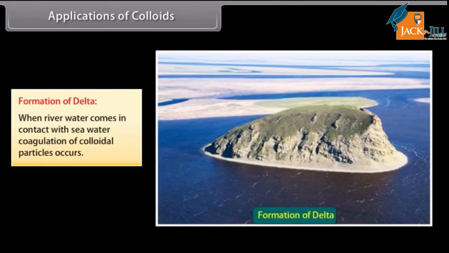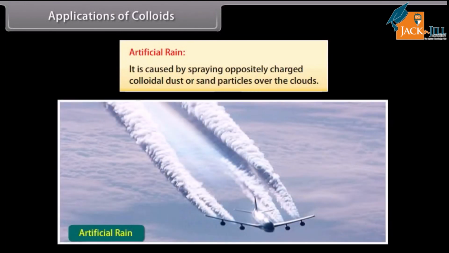When river water comes in contact with seawater, coagulation of colloidal particles occurs. These coagulated clay particles settle down at the point of contact and gradually the river bed starts rising. Artificial rain. It is caused by spraying oppositely charged colloidal dust or sand particles over the clouds. The colloidal water particles of the clouds get neutralized and coagulate to bigger water drops which cause artificial rain.